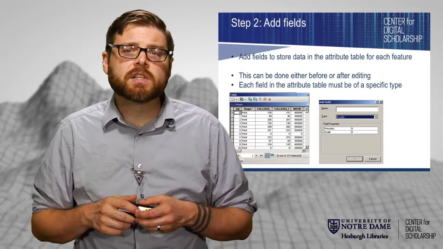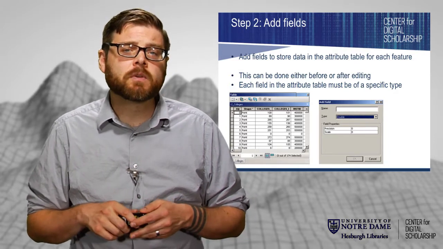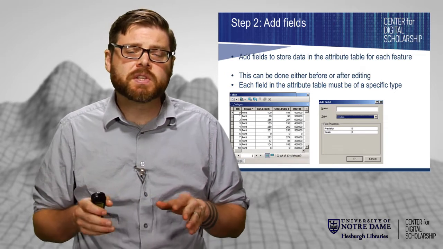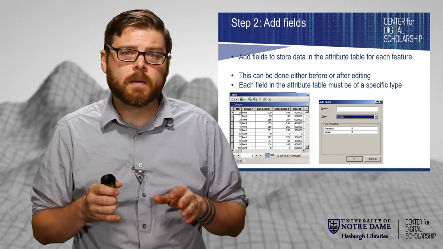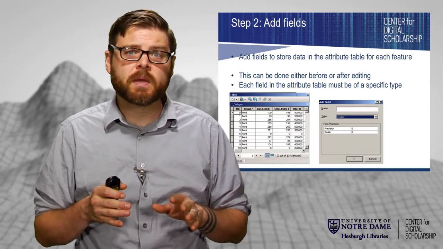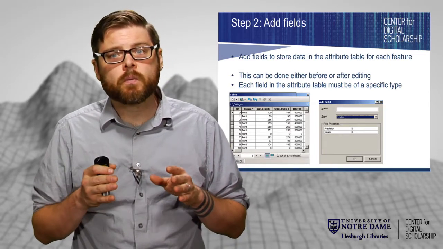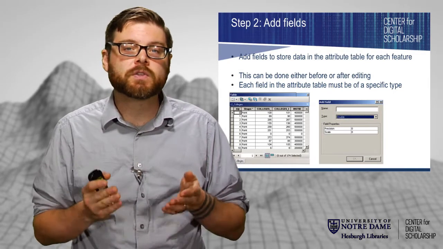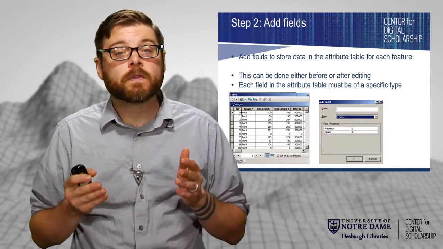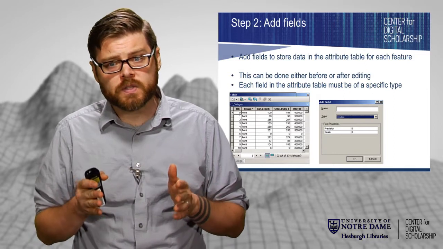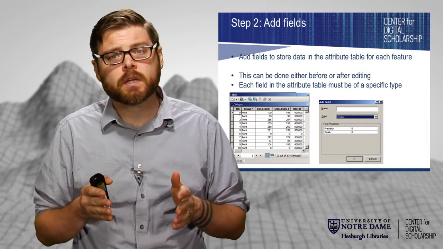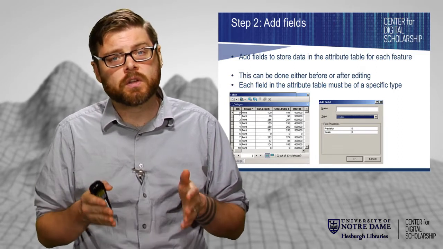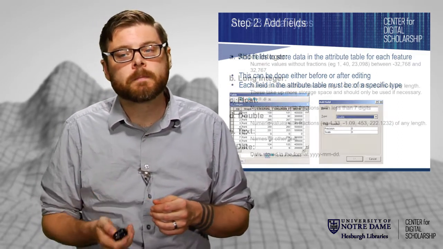Now the second stage is adding fields to our attribute table, so creating the place in the attribute table where we're going to store the data. We'll discuss this in a little more detail in the following module on tables and databases, but in this early stage we just need to be sure that we're creating the proper type of field to store the data that we want. For the demonstration in this module, we're going to be working with soil maps. So we're going to create a field that is going to store the code for that particular soil.